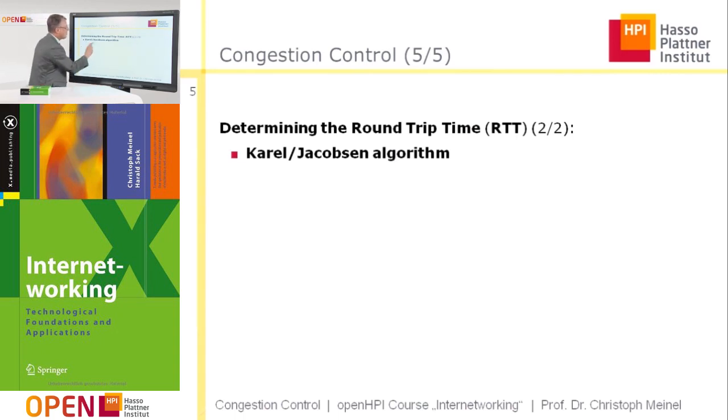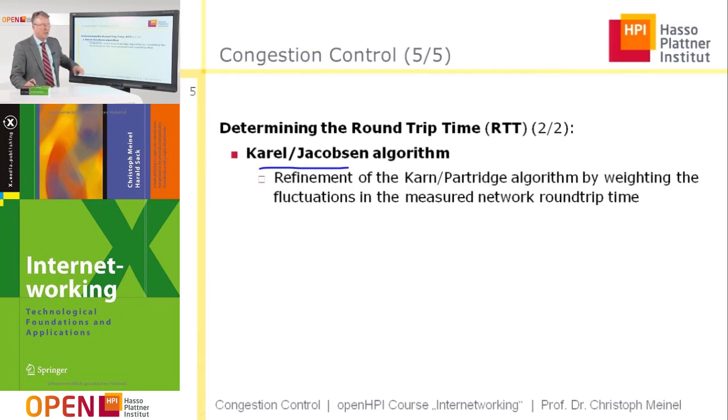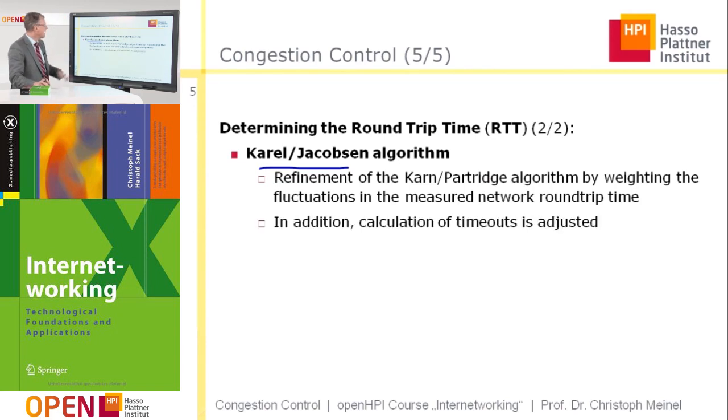The next proposal comes from Karn and Jacobson. They refined the Partridge algorithm by weighting the fluctuation in the measurement of the network round-trip time. So if it's increasing, then there is a forecast of increasing. It's increasing and decreasing, so there are different reactions to the situation. And in addition, the Karn and Jacobson algorithm performs the calculation of the timeout in an adjusted way.